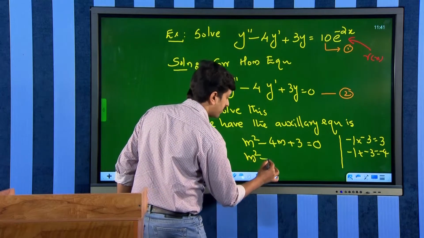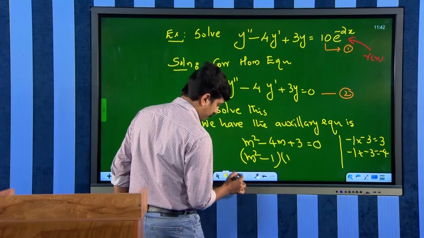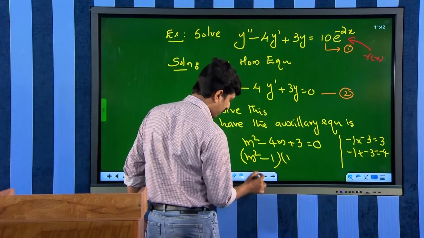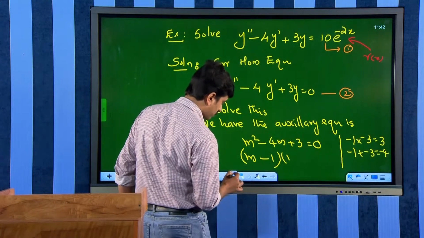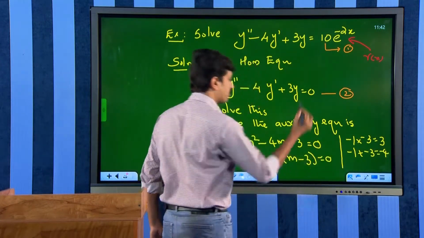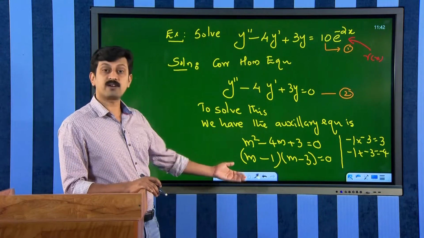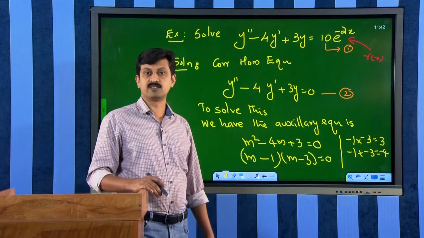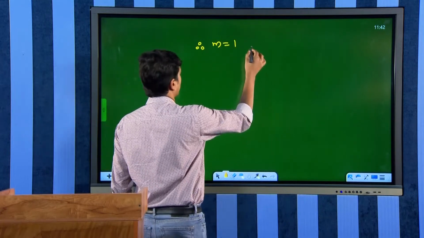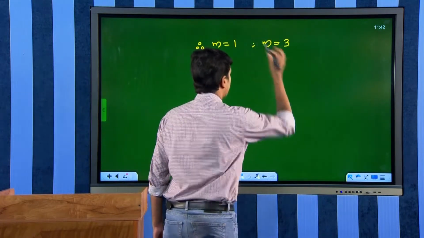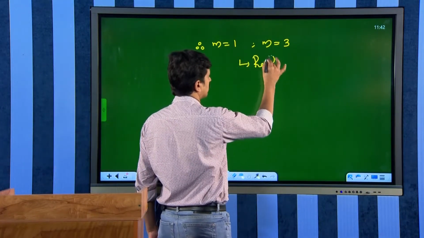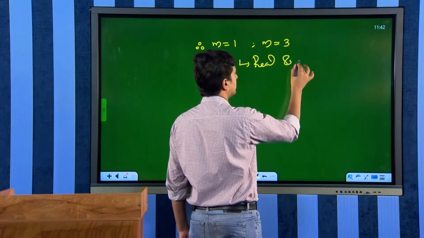Therefore, we can write this as m minus 1 into m minus 3 equal to 0. Okay, fine, we can find the value of m is equal to 1 and m is equal to 3. So, we got the values of m, therefore m is equal to 1 or m is equal to 3. Fine, the roots of the auxiliary equation are real and distinct.